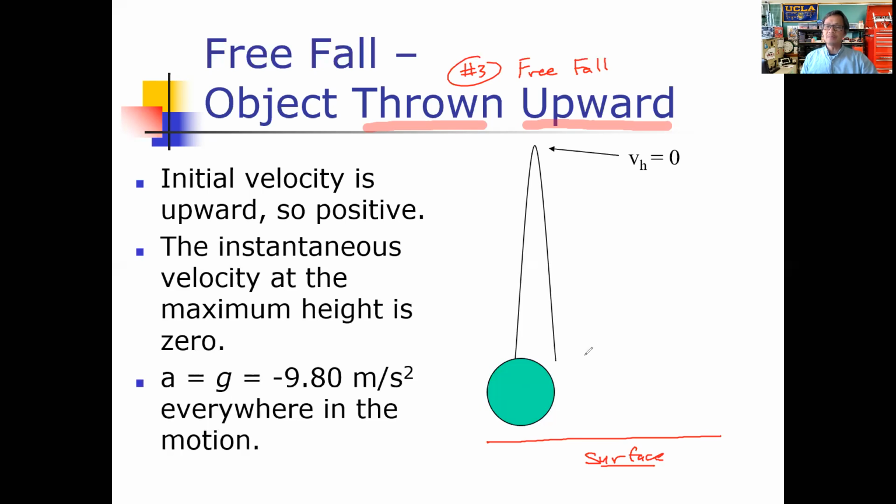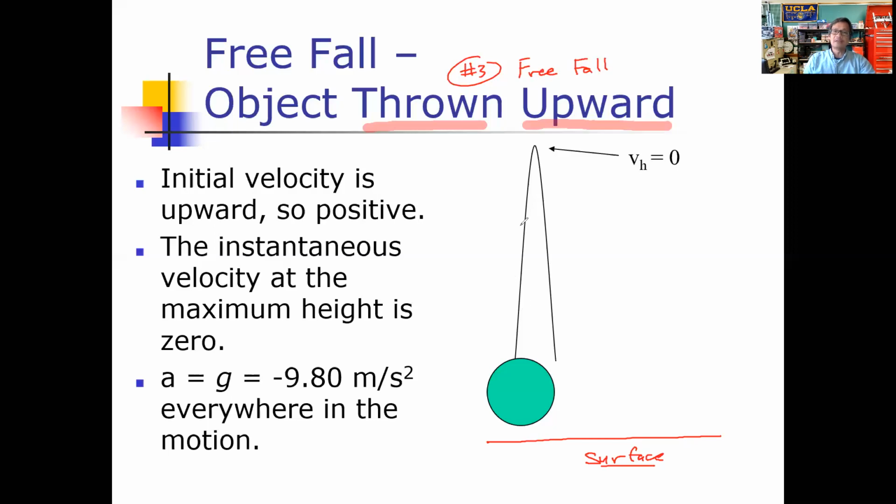Okay, if this object is moving towards the surface of the earth, and again we ignore air friction, then that means this object has a constant acceleration of negative 9.803 meters per second squared as it moves up and as it moves back down. This object is a free falling object, even in its upward trajectory.